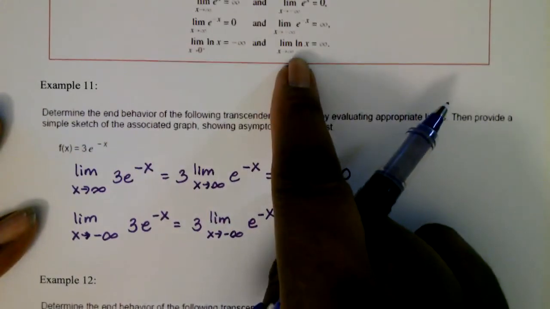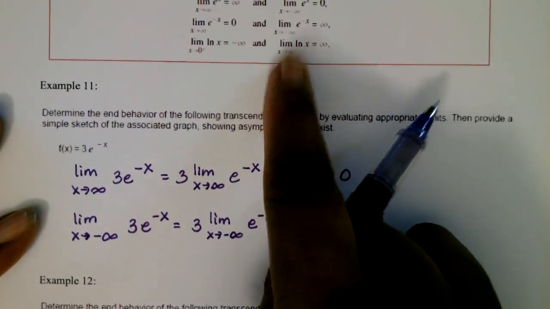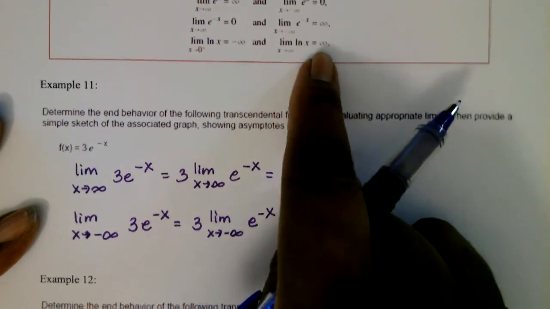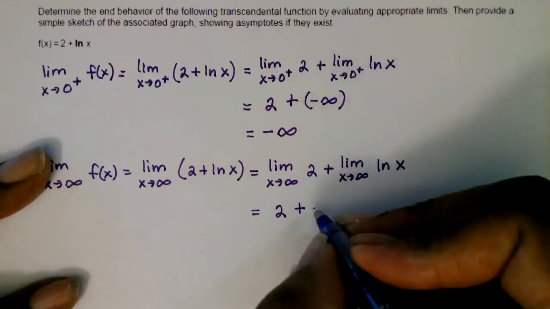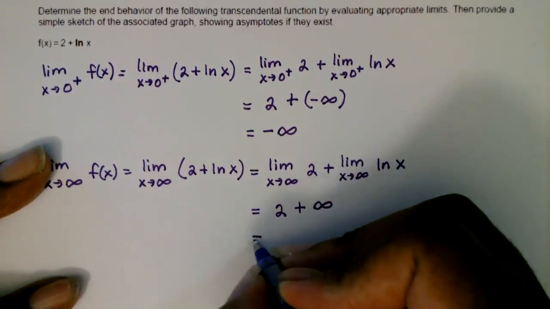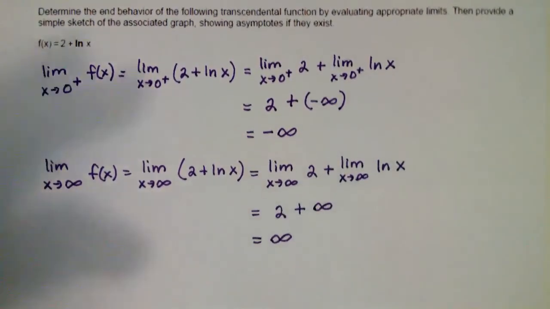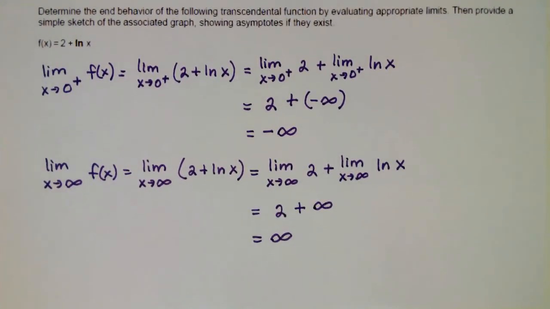Let's go back up here. Here's the limit as x approaches infinity of ln of x. That's this, infinity. And 2 plus infinity ends up being infinity.